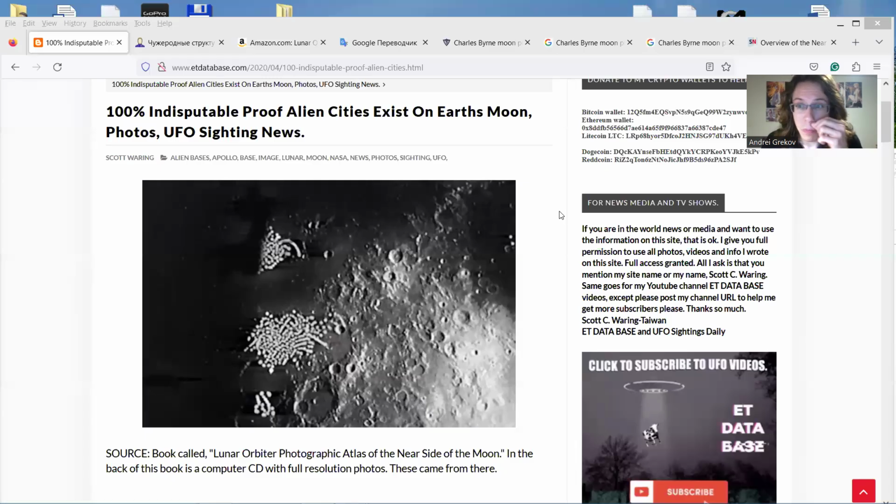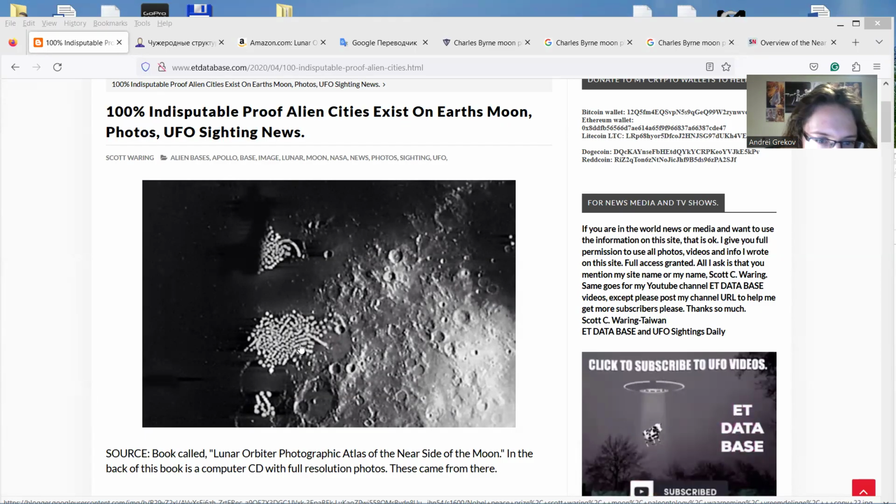Okay, let me share screen. So that's how these photos look like. These bizarre white dots on the surface of the moon.